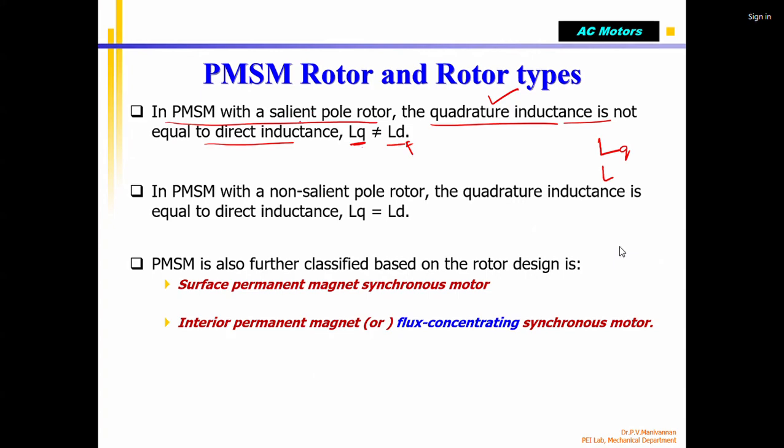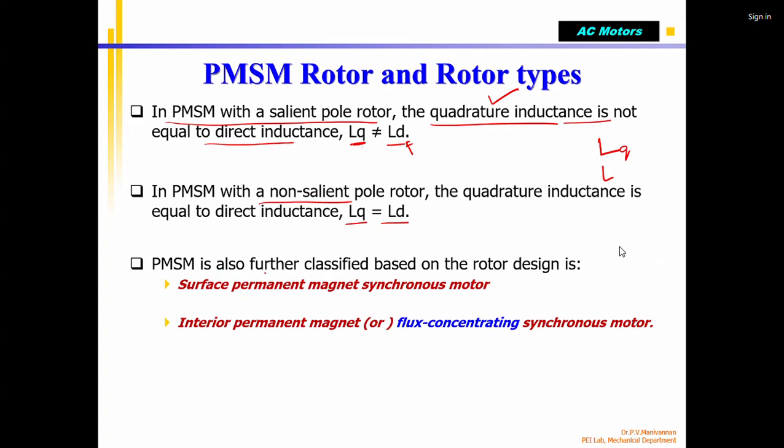In case of a salient pole rotor, Lq and Ld will not be equal. They are non-equal. With a non-salient pole rotor, the quadrature inductance is equal to the direct inductance, that means Lq equals Ld. Just information: if you are going to work on designing the model, you have to know more about it, but the only difference you should know from an exam point of view is that for a salient pole rotor, quadrature inductance will not be equal to direct inductance. If it is a non-salient pole rotor, then quadrature inductance will be equal to direct inductance.